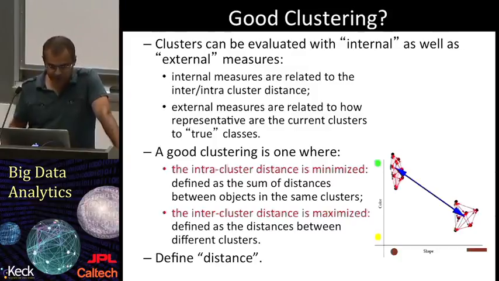Now, if we want to give a more formal definition, we can say that the intracluster distance can be defined as the sum of the distances between objects in the same cluster, while the intercluster distance can be defined as the distances between different clusters. So one is related to the points, and one is related to the cluster.